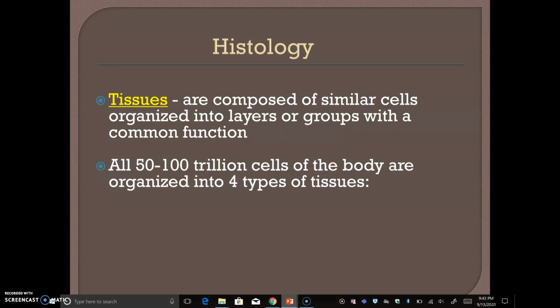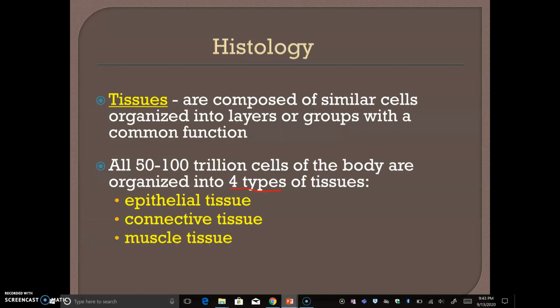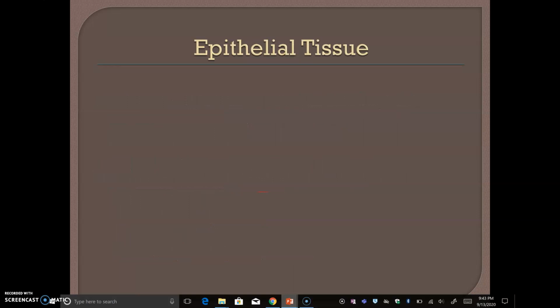All 50 to 100 trillion cells in our body are organized into 4 different types of tissues that we're going to be talking about. The first is called epithelial tissue, then connective tissue, muscle tissue, and nerve or nervous tissue. So these are the 4 different types of tissues that we're going to be talking about. We're going to start with epithelial tissue.